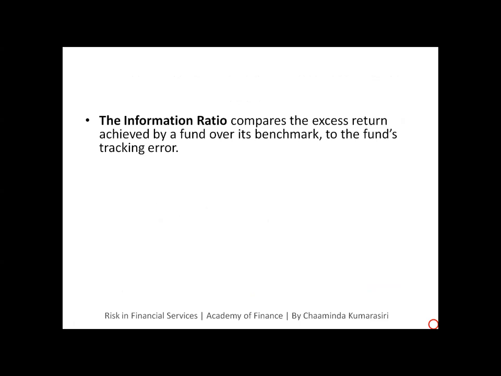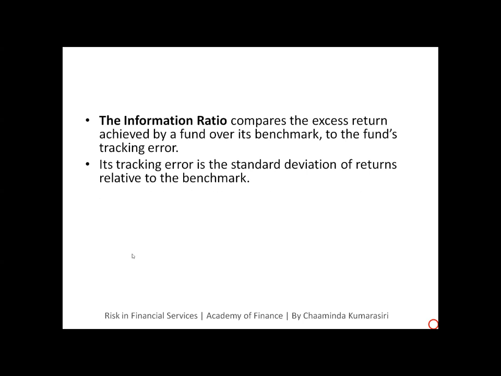So the information ratio, it compares the excess return achieved by a fund or benchmark. So you get the excess over the benchmark, whatever the benchmark you choose, to its tracking error. What is tracking error? Tracking error here is the standard deviation of return related to the benchmark. Right? This is a relative standing. So excess return against the benchmark and the standard deviation against the benchmark, or the risk against the benchmark. That's what we call the tracking error.